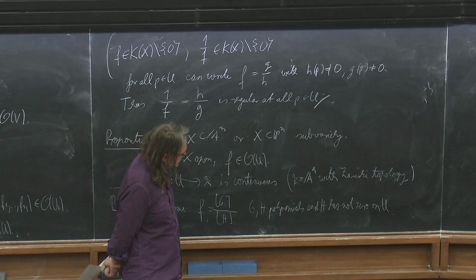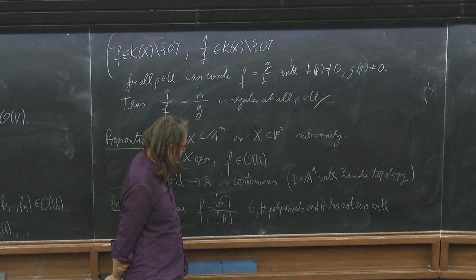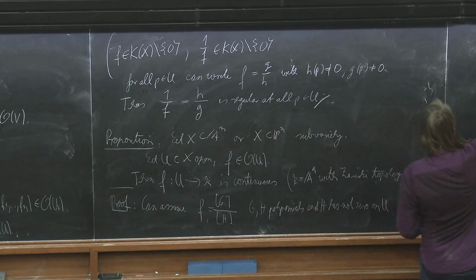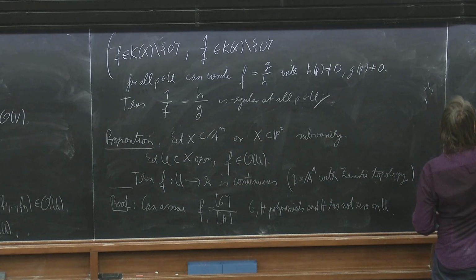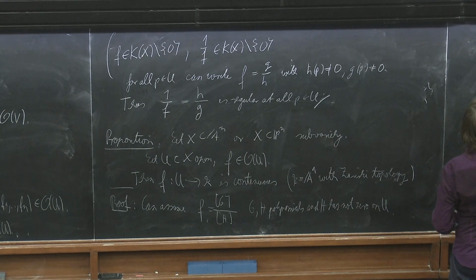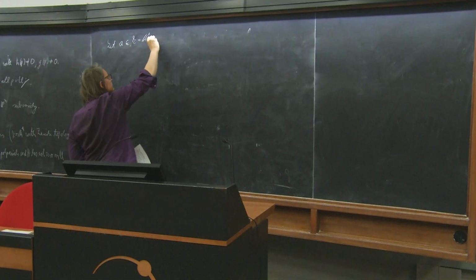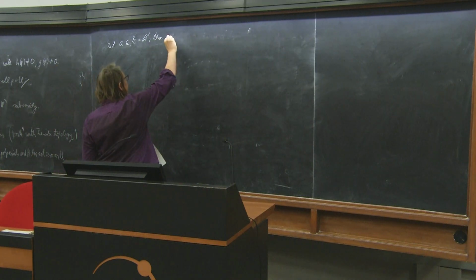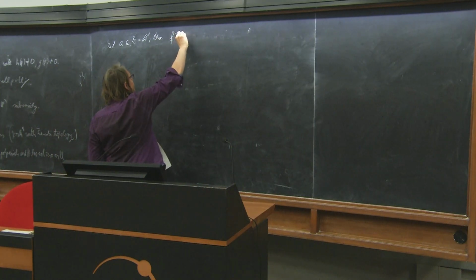So we only have to see that the inverse image of a point in A^1 is closed. So let a be a point in A^1, then what is f to the minus 1 of a?